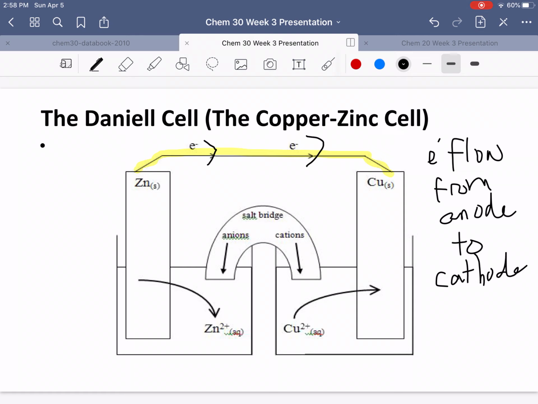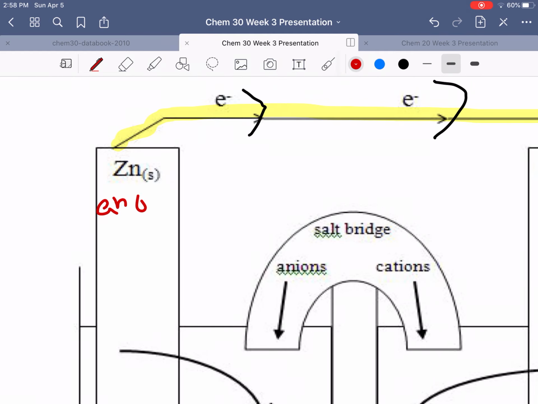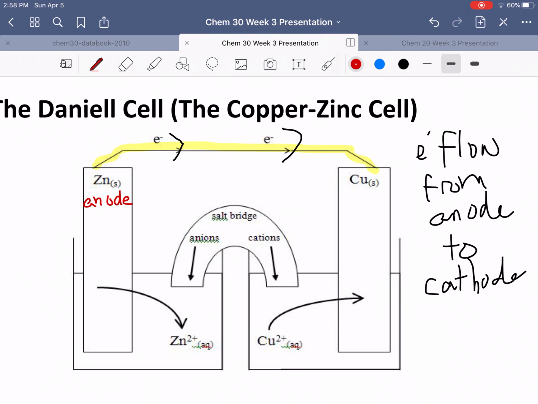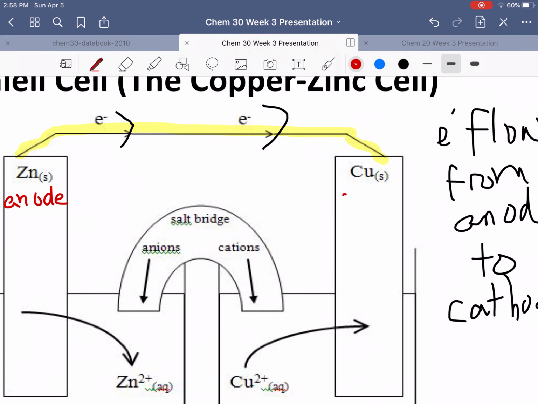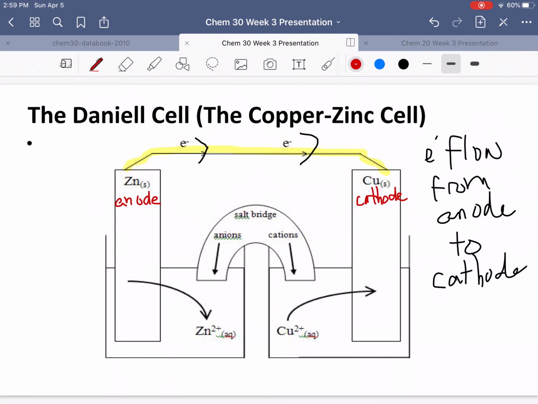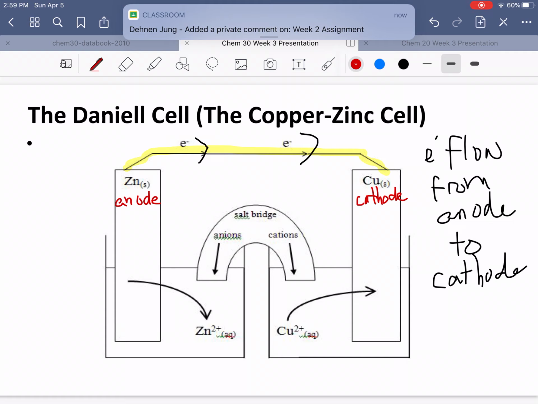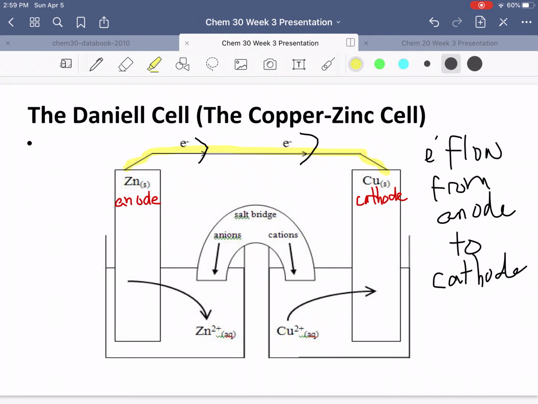Have a look. If electrons are flowing from zinc to copper, then zinc has got to be our anode. And they flow from the anode over here to our cathode. Now, consider what's occurring. If our zinc is the anode, then that's where oxidation is happening. That means the zinc solid, notice the direction of this arrow, this is important, is turning into zinc ion.